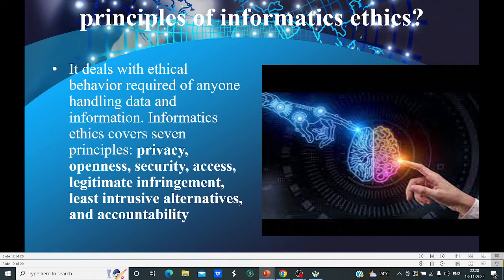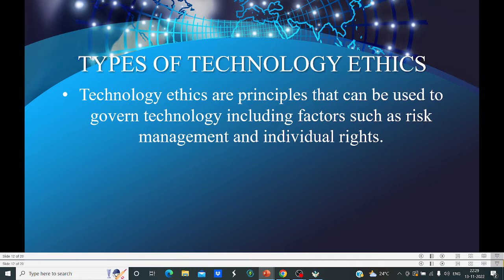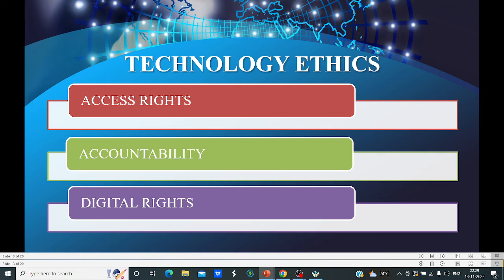There are so many principles. First we move on to privacy, openness, security, and how to assess that, and how to legitimate infringement and lesser alternatives, and accountability that come under the principles of informative ethics. Next we move on to the types of technological ethics. This technological ethics or principle is how government technology is to be used, including the risk factors, how to manage them, and how individually we have the right to overcome risk factor management.